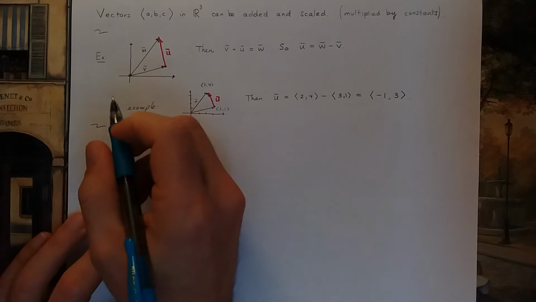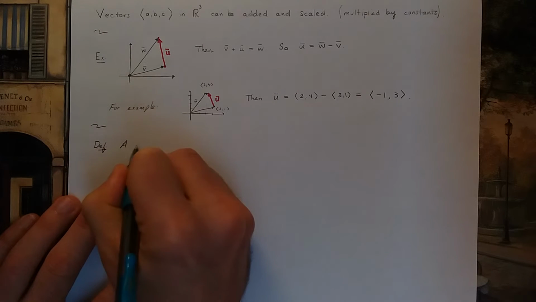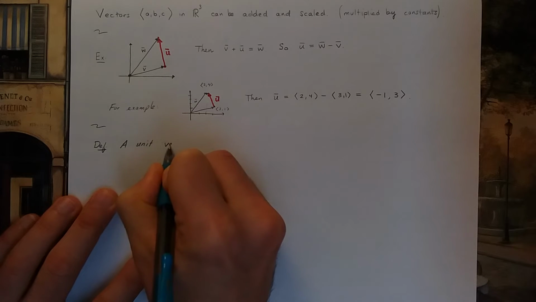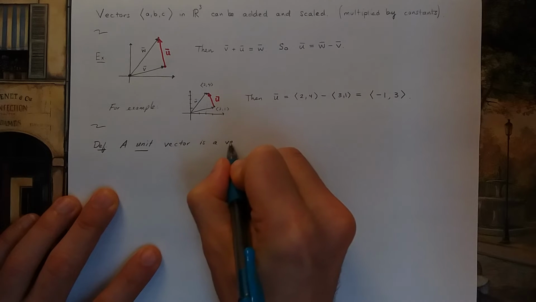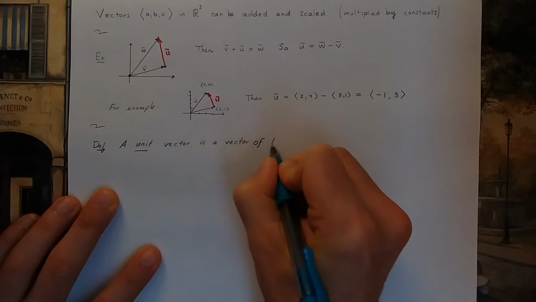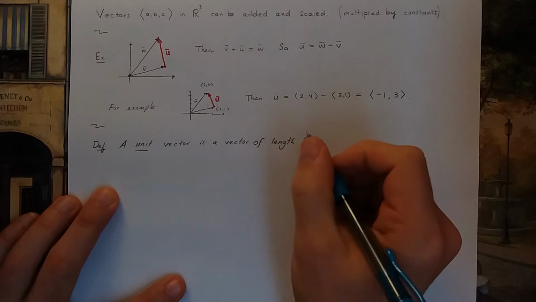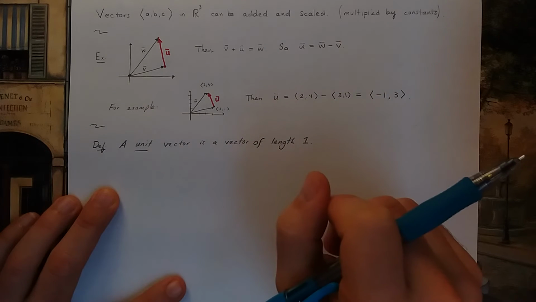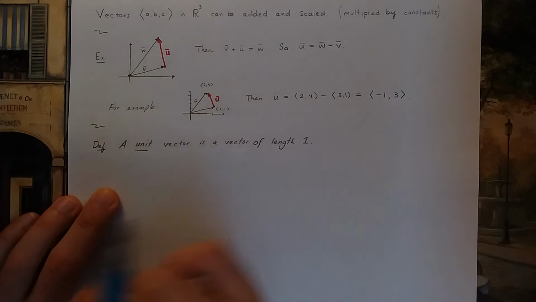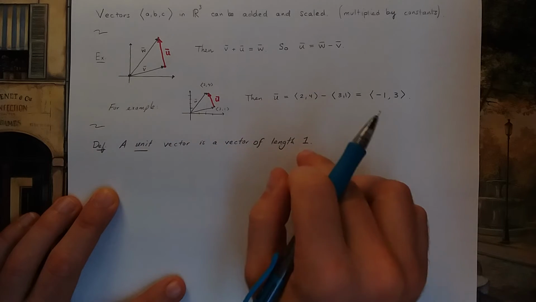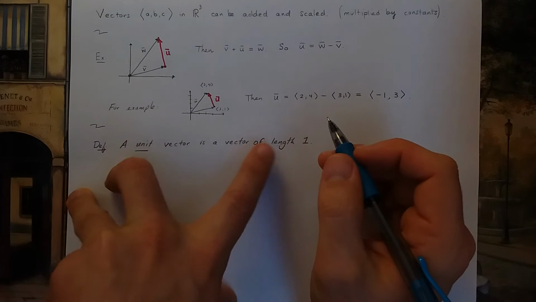Okay, now let me make a definition. A unit vector is a vector of length 1. So sometimes it's more important to communicate the direction you're headed than the length of a vector. So if the direction is more important than the distance traveled, why not make the length of a vector 1 for computation purposes? So a unit vector is a vector of length 1.